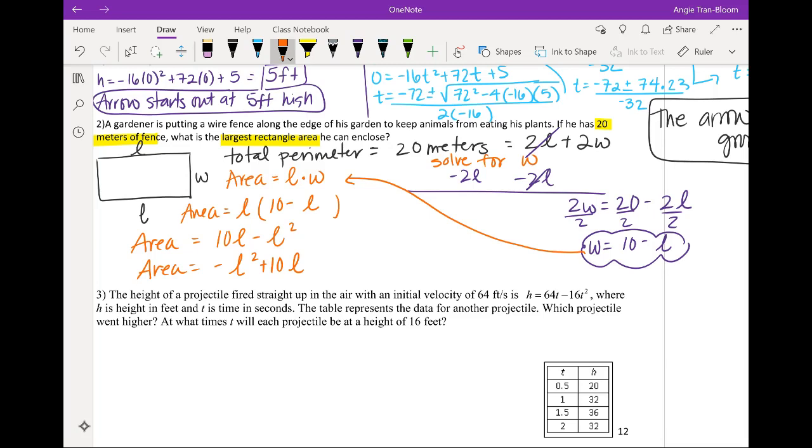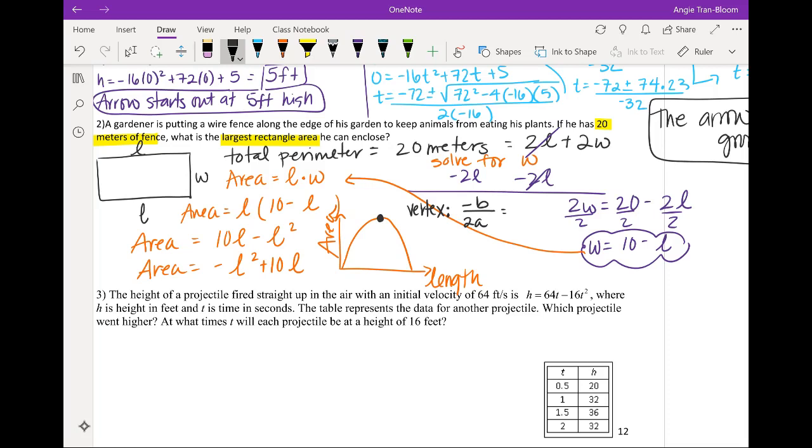So let me give you a visual. We have the input, which is the length now, no longer called x. We have the y, which is called the area now. Would you agree that it's opening upside down, just like that? We are interested in the biggest area. That is the vertex. Well, how do you find the vertex? Negative b, that's right. The x-coordinate of the vertex is going to be negative b divided by 2a.